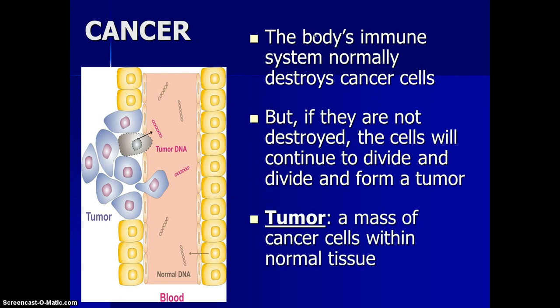Normally, the body's immune system would destroy cancer cells. If they slip past all the regulators and all the checkpoints, then the cell will continue to divide and make only cancer cells. This forms a mass, or what we call a tumor.